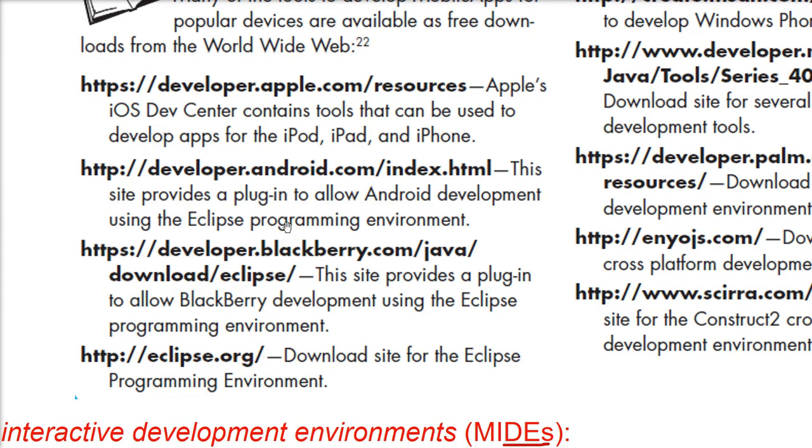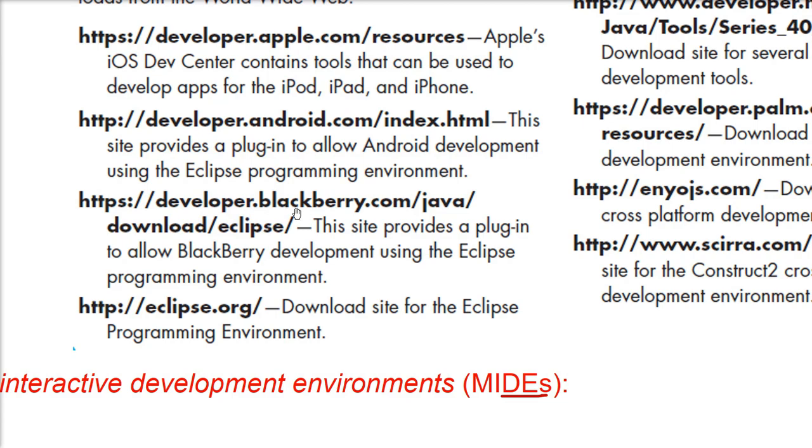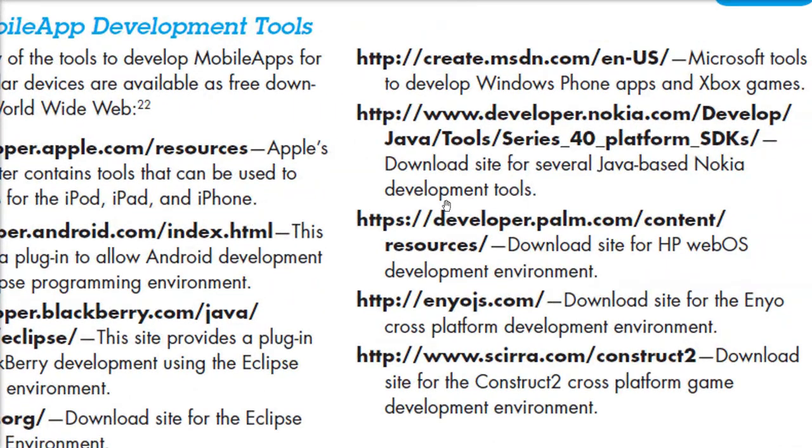Then developer.blackberry.com. Here we have a plugin to allow BlackBerry development using the Eclipse environment. And you can also download the Eclipse programming environment from eclipse.org. Previously, for Java we were predominantly working on NetBeans. Now it is Eclipse. Now coming to Microsoft, create.msdn.com, even for Xbox games and Windows Phone apps. So these are the Microsoft tools you can download.